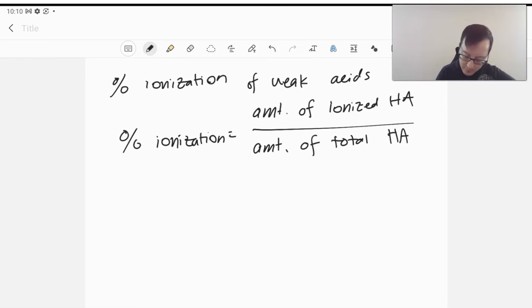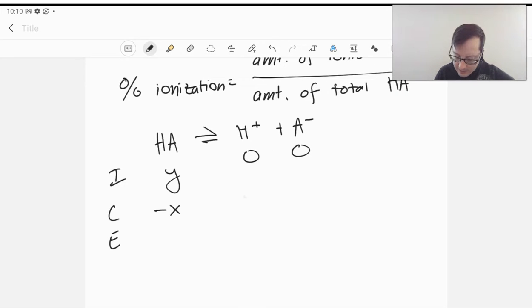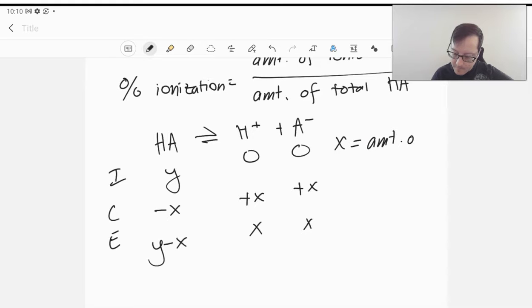Because we know that, say, for a generic acid, HA goes to H+ and A-, for every molecule of HA that dissociates, we get one H+ out. So, we have our ice table. We have some value of HA. We know that we're going to subtract X and add X. Therefore X is going to be equal to the amount of ionized acid. So it's just stoichiometry, right? We produce some amount of H+ for every HA molecule that dissociates.